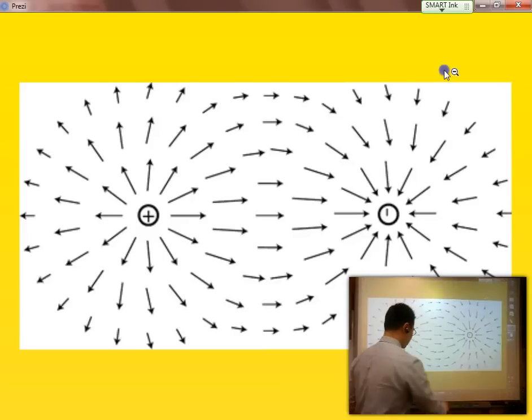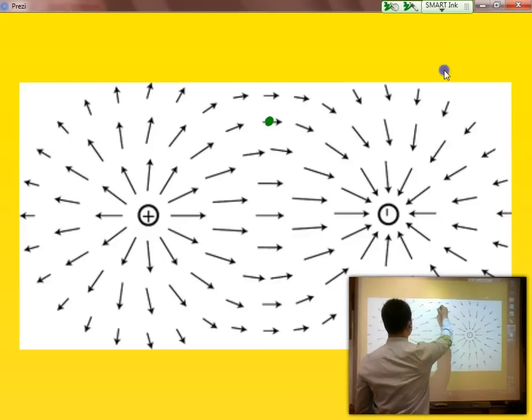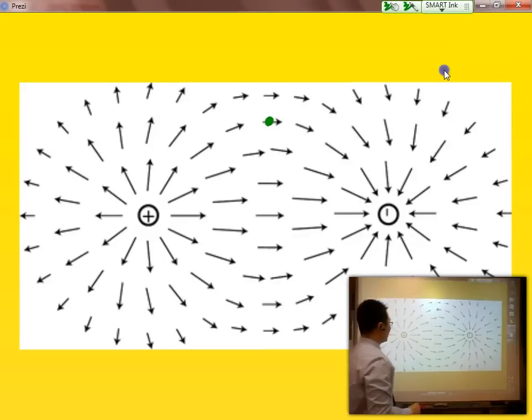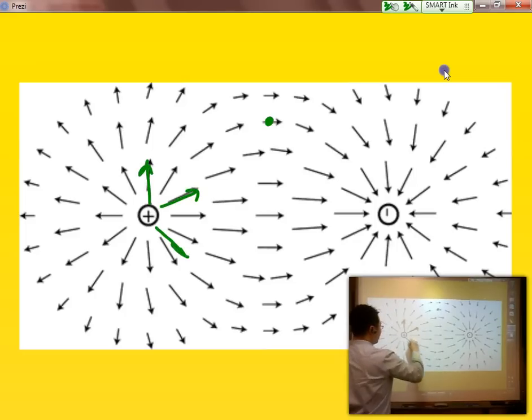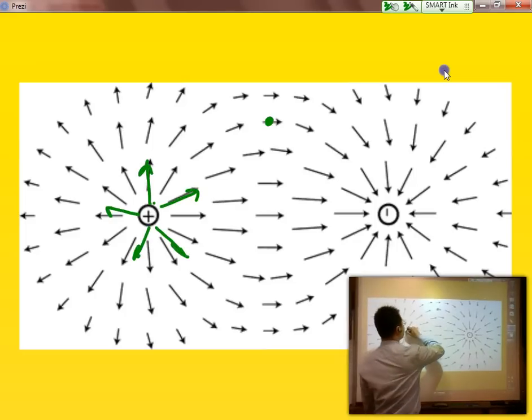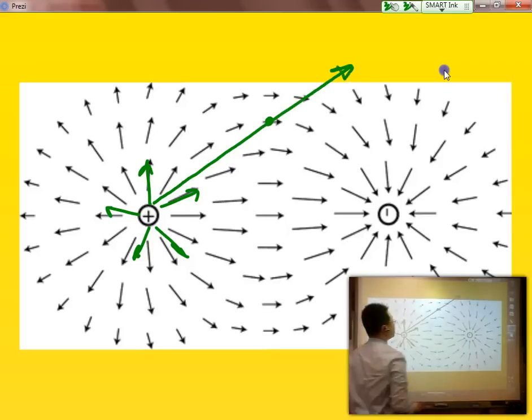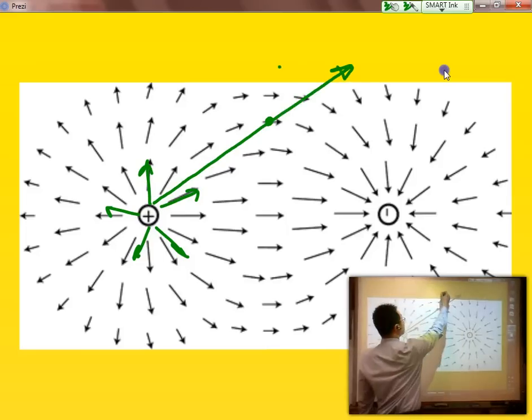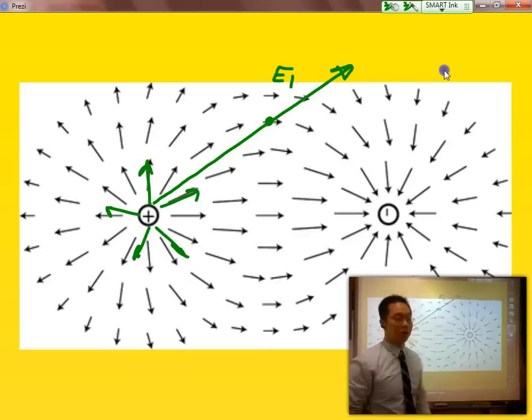Let's pick any point. Let's say we take this point over here. We know that the electric field of the positive charge always goes out of positive. So since it's always going out of positive, at that point, E1 is going up and to the right.